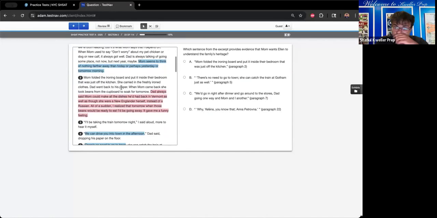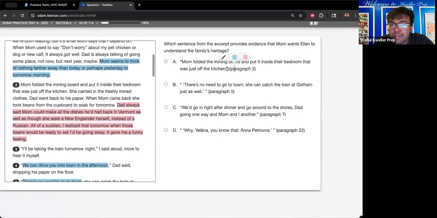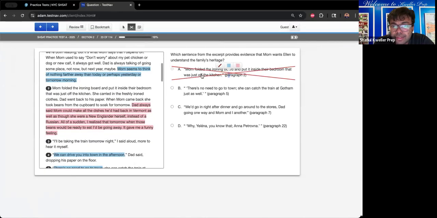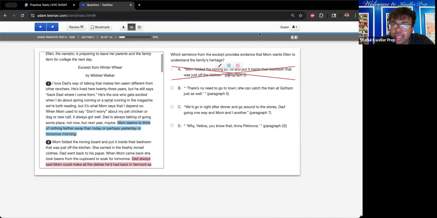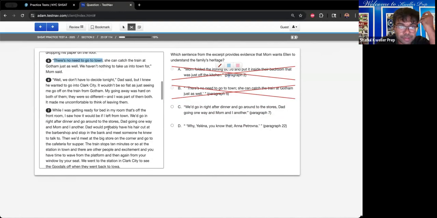Okay. Which sentence from the excerpt provides the evidence that mom wanted Ellen to understand the family heritage? This is just an action that her mom does. Where's the X? Again, this is something that her mom says, but it doesn't really show that she wants her to understand family heritage. I assume that the family's heritage means her Russian side, so again, C is just something that she wants or something that happens, paragraph 7.